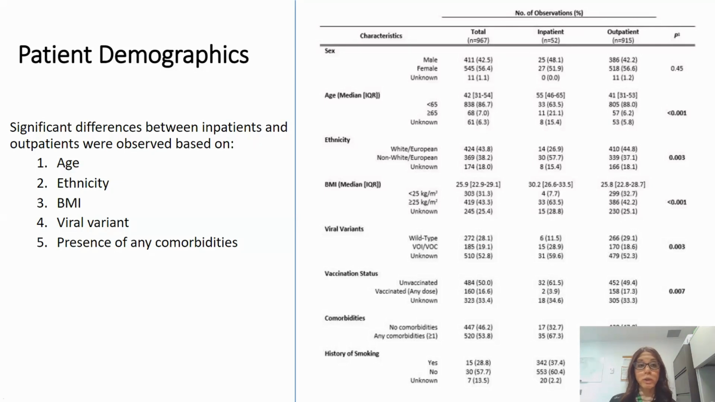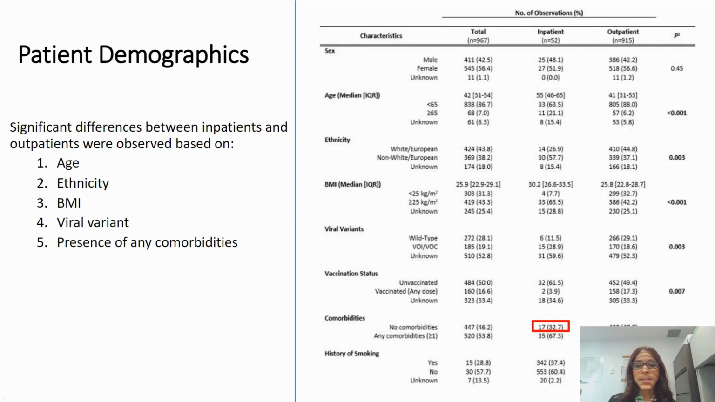So differences here were observed in age, where inpatients were older than outpatients, which is expected. However, it was really interesting to see that 65% of the inpatient cohort was less than 65 years old, with a median age of around 55, and we thought that was notable. Inpatients were also more likely to be white and European, had a higher BMI, and also reported having more comorbidities. Of note, however, 32% of our inpatient cohort actually had no comorbidities.